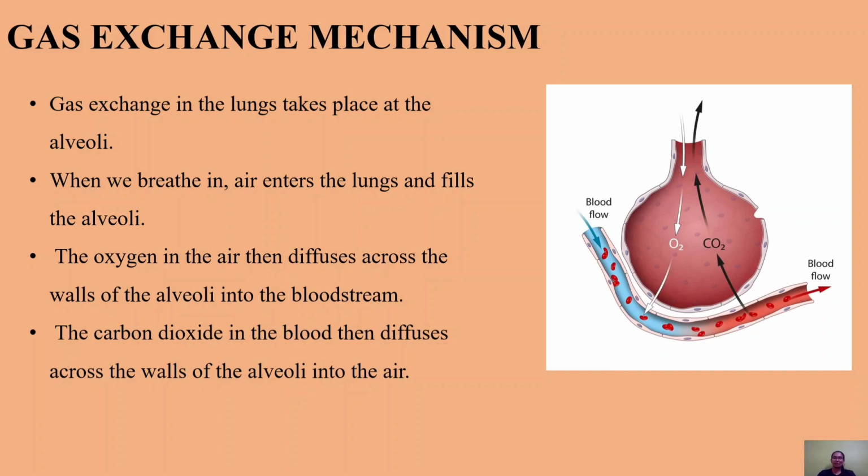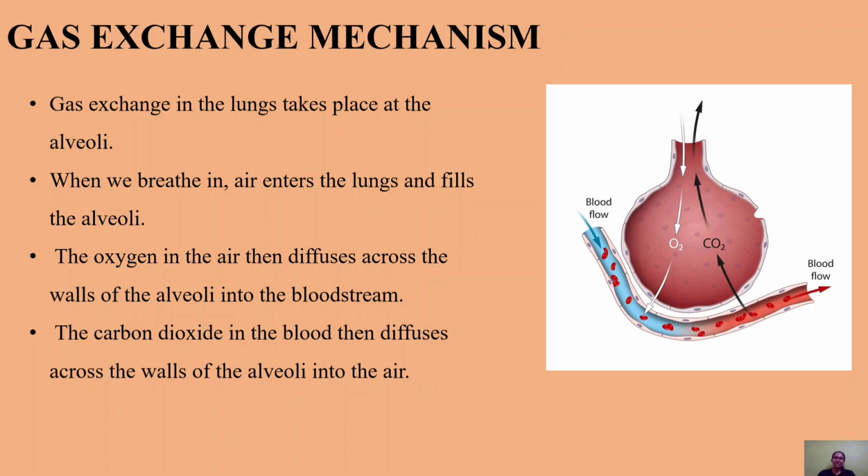The oxygenated blood returns to the heart through the pulmonary vein. The pulmonary vein carries the oxygenated blood to the left atrium of the heart. The oxygenated blood then passes to the left ventricle and is pumped to the rest of the body. The important mechanisms during gas exchange are carbon dioxide diffusion and oxygen diffusion.